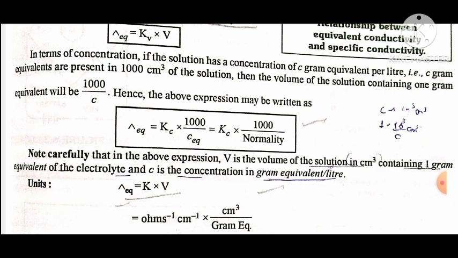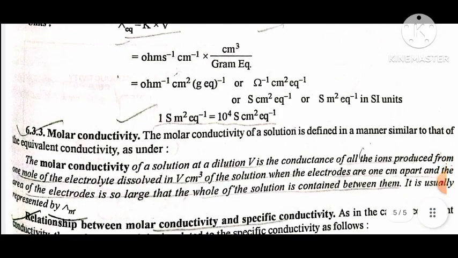So lambda equivalent is equal to K times V, which is ohm inverse centimeter cube per gram equivalent. So the unit is ohm inverse centimeter square gram equivalent inverse, that is, ohm inverse centimeter square equivalent inverse, or Siemens centimeter square equivalent inverse, or Siemens meter square equivalent inverse in case of SI units. 1 Siemens meter square equivalent inverse is equal to 10 to the power 4 Siemens centimeter square equivalent inverse.